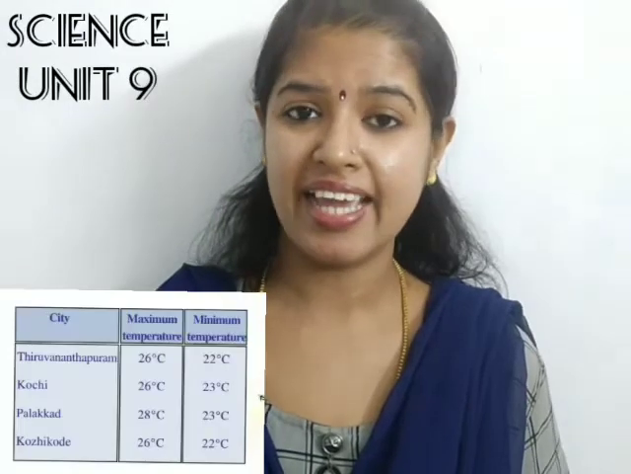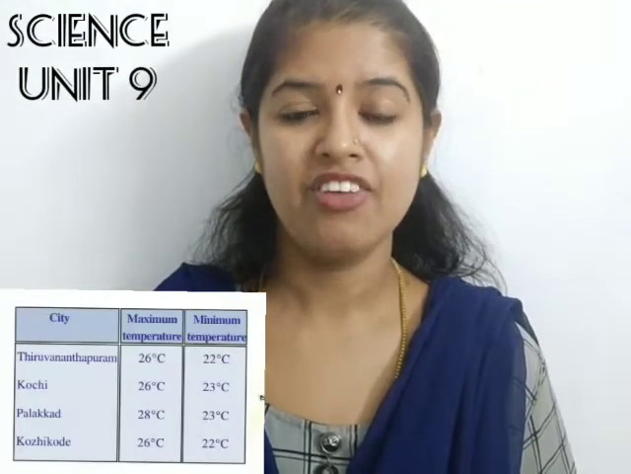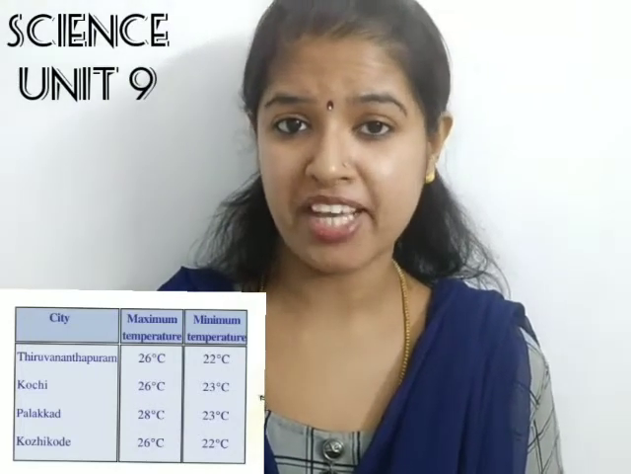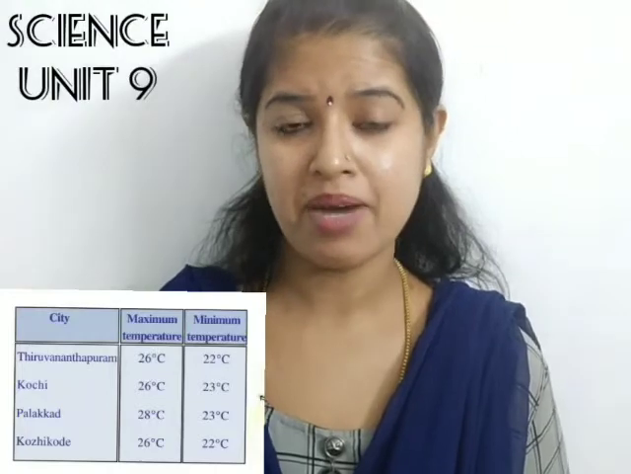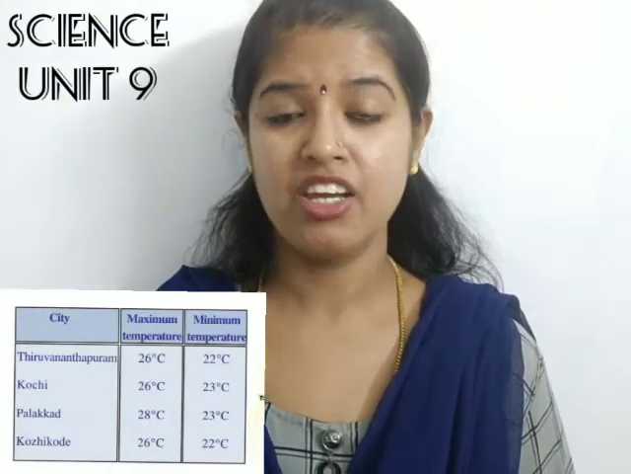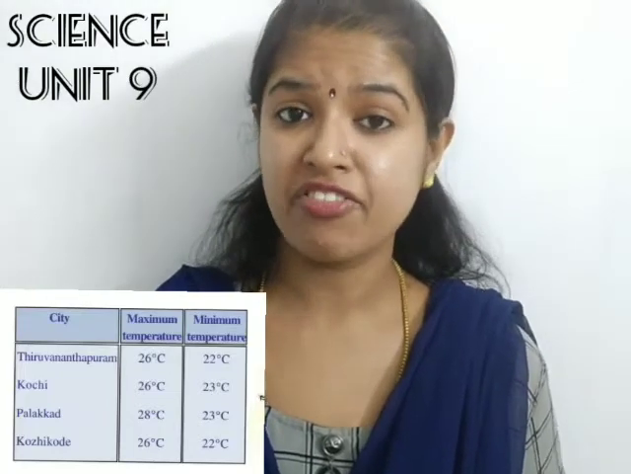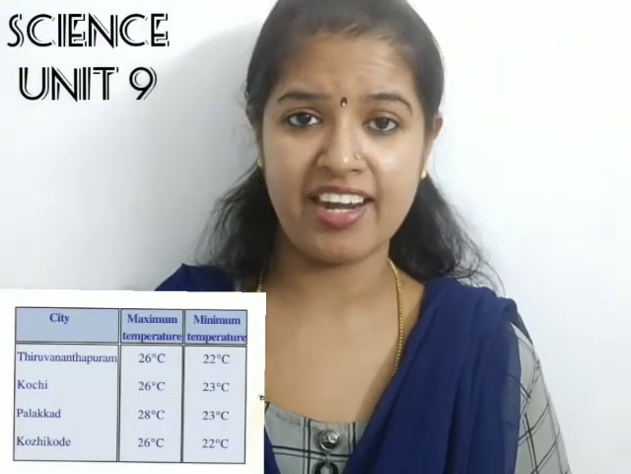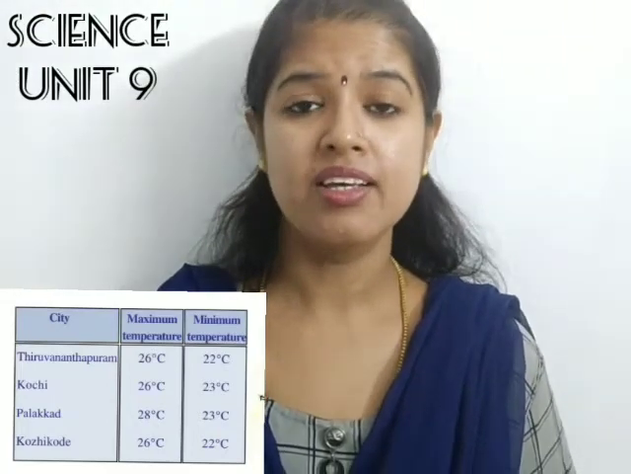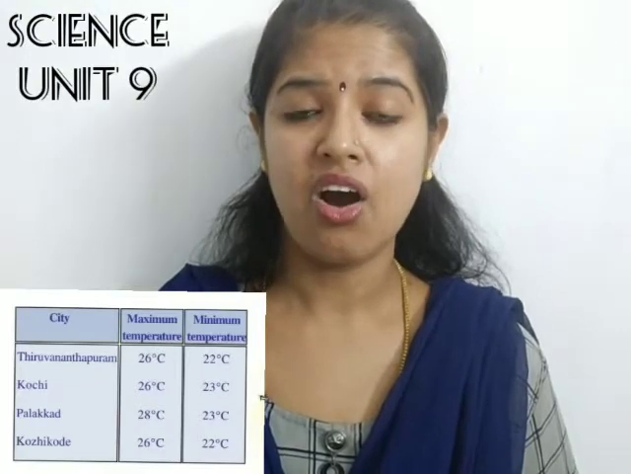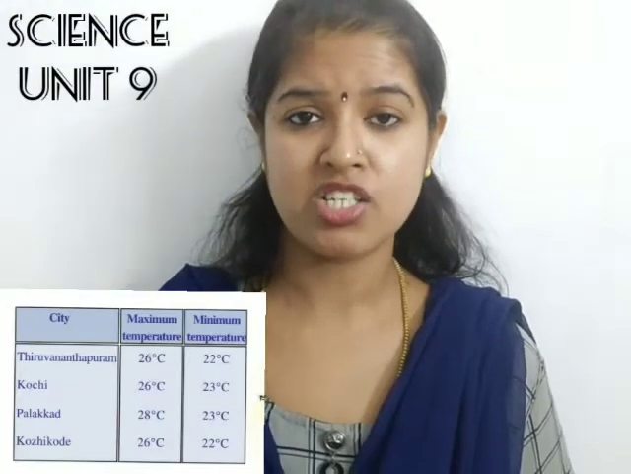In the beginning of this lesson, you can see a table which gives the records of different temperatures, maximum and minimum temperature. We know that the temperature is different in different places of Kerala. So here in this table, it shows the different temperatures of different parts of Kerala.